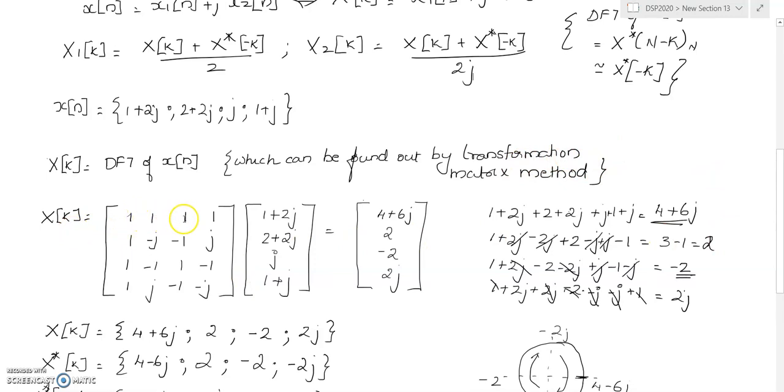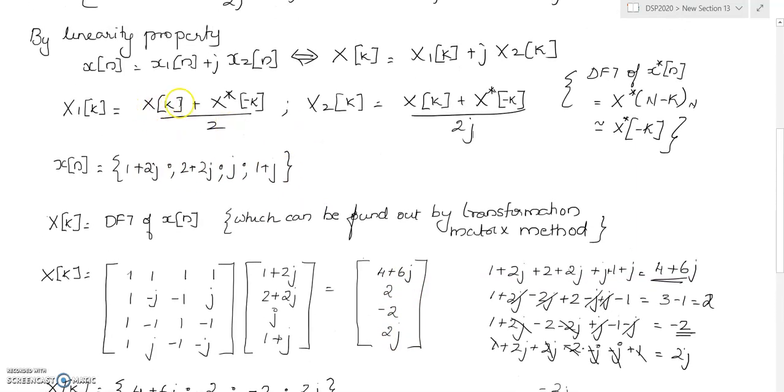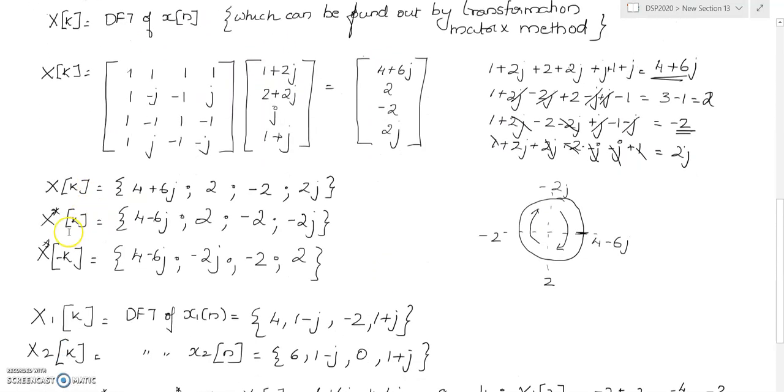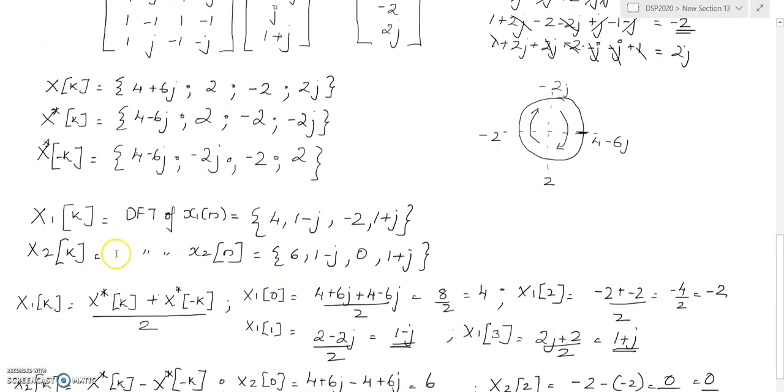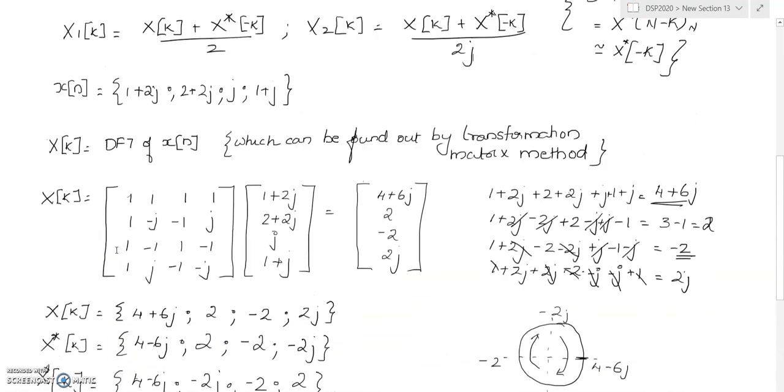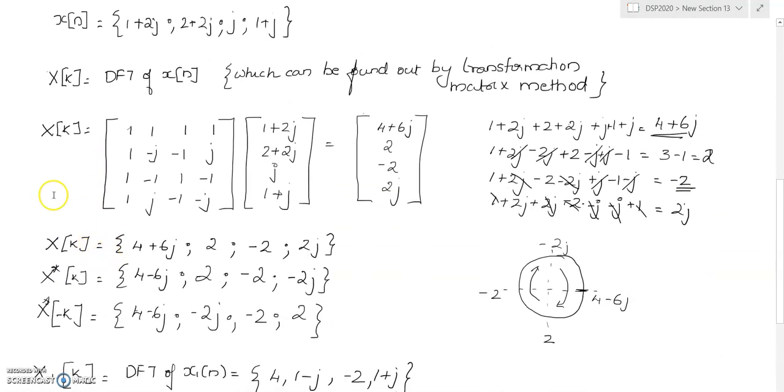So you have 1 1 1 1 along the row and column. This was already a part of the first module, and you can learn about this matrix from that particular video. Using this matrix, we find the solution. So this becomes 4 plus 6j, 2, minus 2, and 2j. So this is the DFT of this particular sequence. So we have x of k, and from this we can find x1 of k and x2 of k. For that we need this equation.